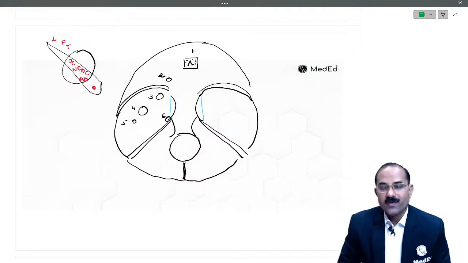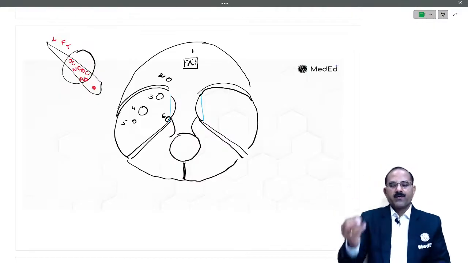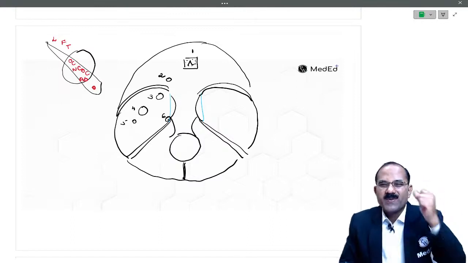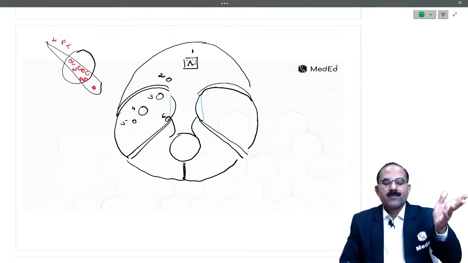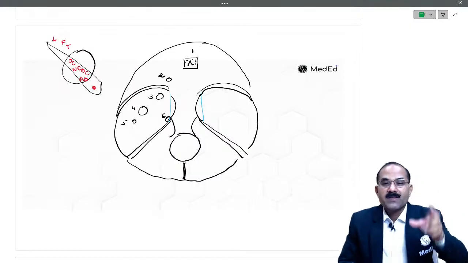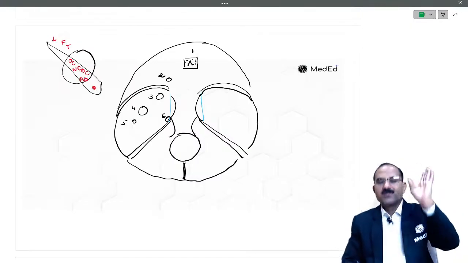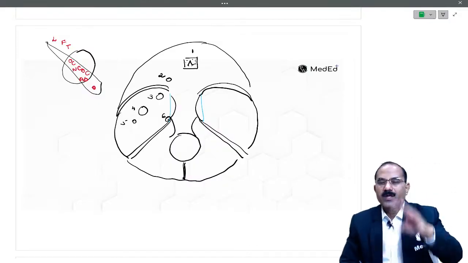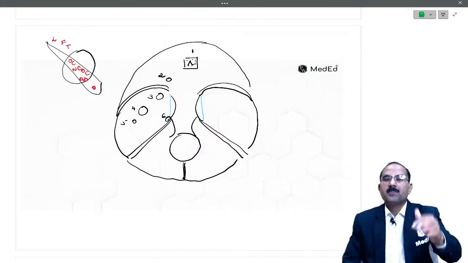What is number 5? Foramen spinosum. What passes through foramen spinosum is the middle meningeal vessels and the nervus spinosus. Very good. What is number 6? Foramen lacerum. What passes through foramen lacerum is the internal carotid artery and the sympathetic plexus around the internal carotid artery, the deep petrosal nerve.